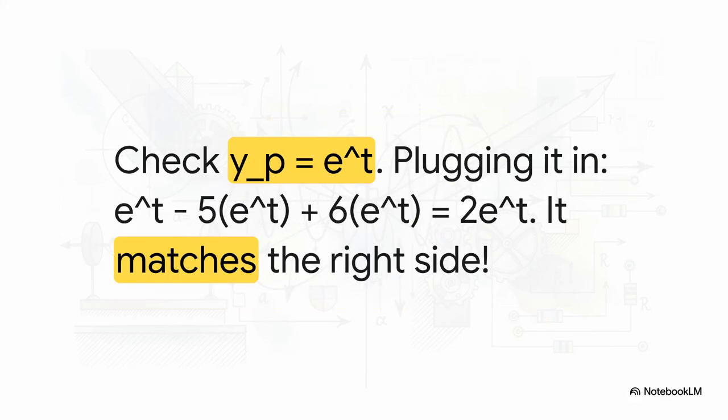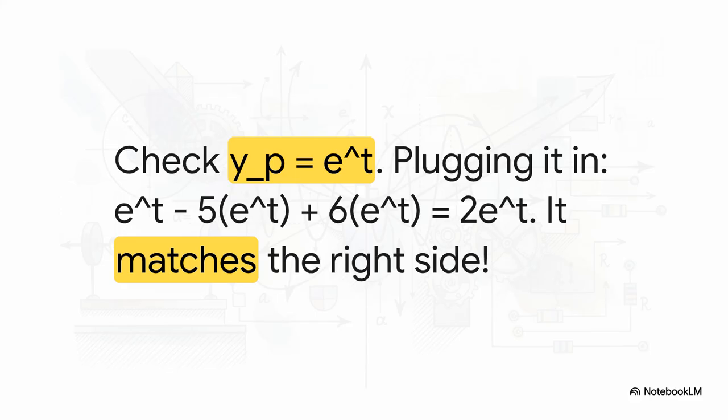Done. Now for step 2, we need to check the particular solution. Let's test out the function y_p equals e^t. Well, the great thing about e^t is that its first and second derivatives are also just e^t. So we can plug it straight into the left side of our equation. We get e^t minus 5 times e^t plus 6 times e^t. Let's see, 1 minus 5 plus 6, that gives us 2 times e^t.